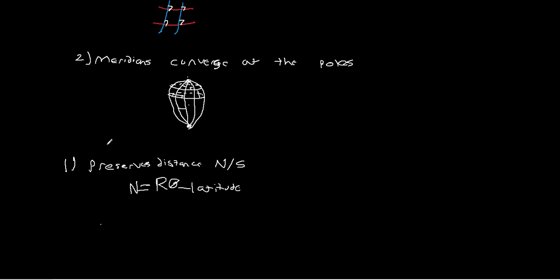But if we want to preserve the distance at the equator, which is the standard line for this particular projection, we're assuming that it's the cylinder wrapped around the equator. We're going to assume that our easting of any given point is simply going to be our r times our lambda, which is our longitude.